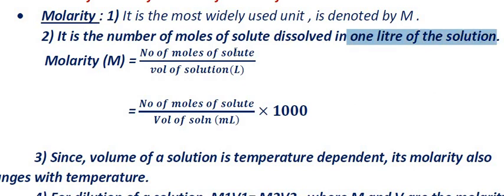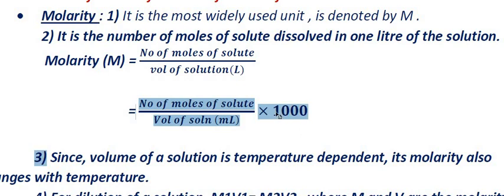So this is the formula given to calculate the molarity of any solution. It is given by number of moles of solute upon volume of solution in liter. If the volume of solution is not given in liter but in milliliter, then you have to convert this milliliter into liter by dividing it by 1000. So the formula now becomes number of moles of solute upon volume of solution in mL, divided by 1000. So this is the formula.